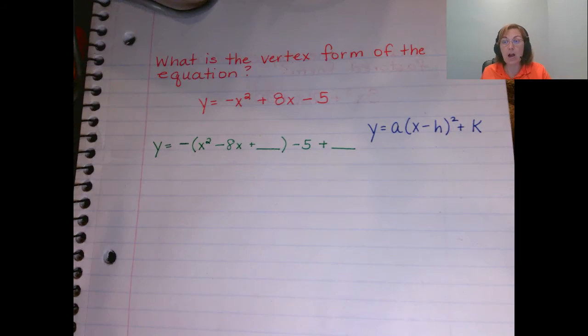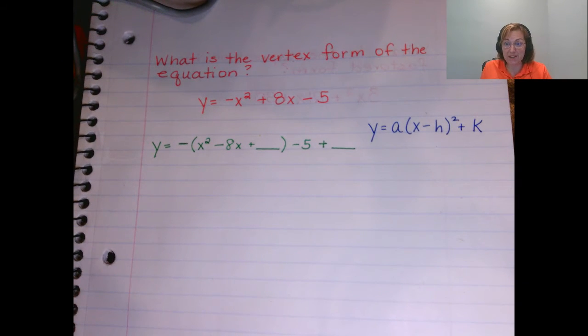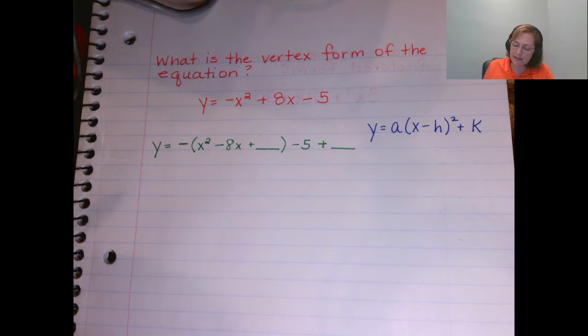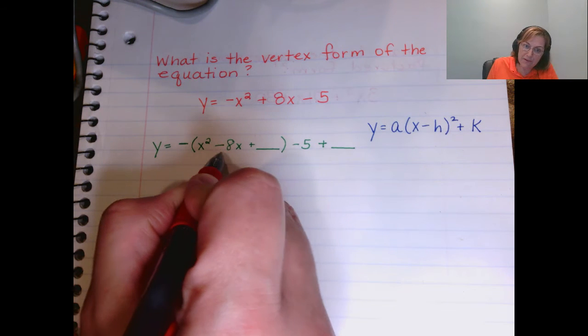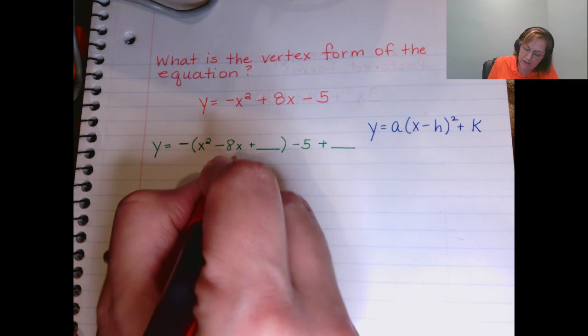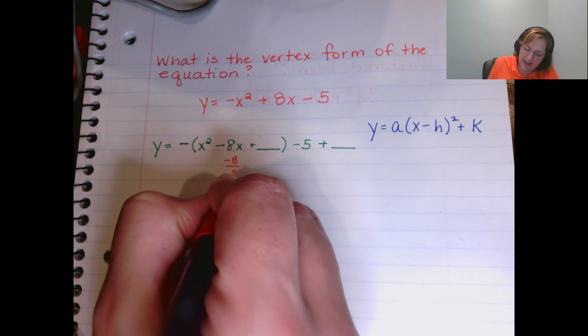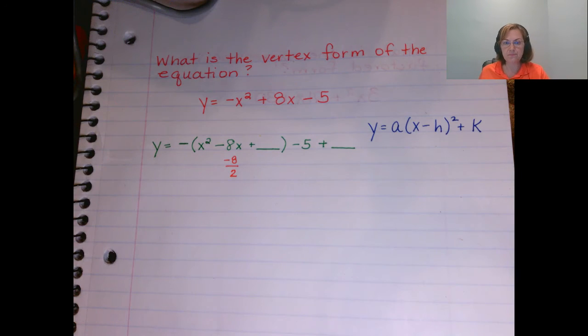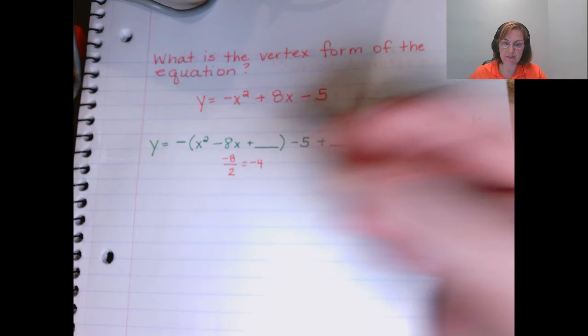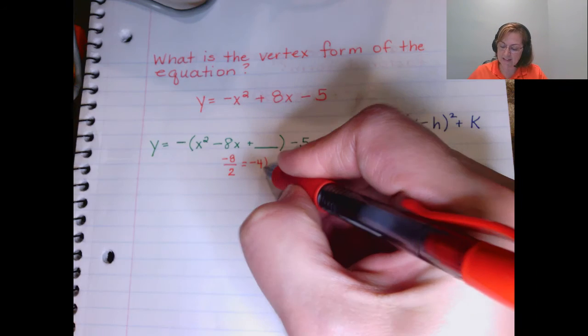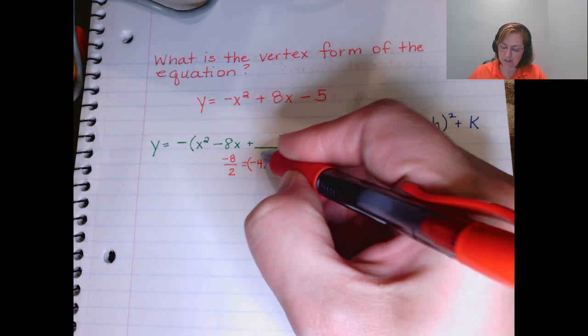So you may be thinking, what value do I put in that blank? I'm glad you asked. We're actually going to take the number in front of the x squared, the coefficient here, and we're going to divide it in half. And that gives me a negative 4. Then I square this number to go in the blank.